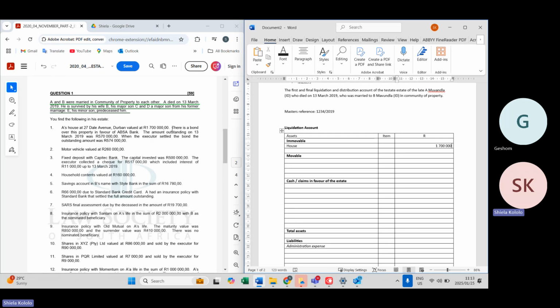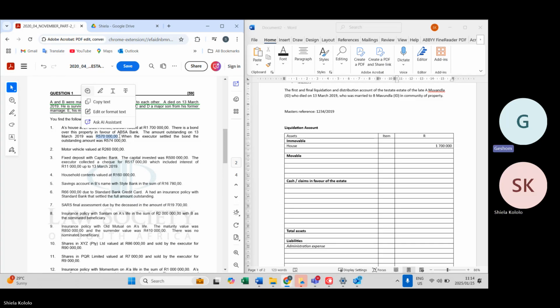For the purposes of our liquidation account at this point, we are not going to record this 570 or 574,000. What we are going to do is account for this 570 in our liabilities, down there when we get to our liabilities, as a claim against the estate, because Absa Bank will have a claim against the estate. And then you see that this was what was outstanding at date of death, but then the estate further incurred an additional 4,000 Rand interest.